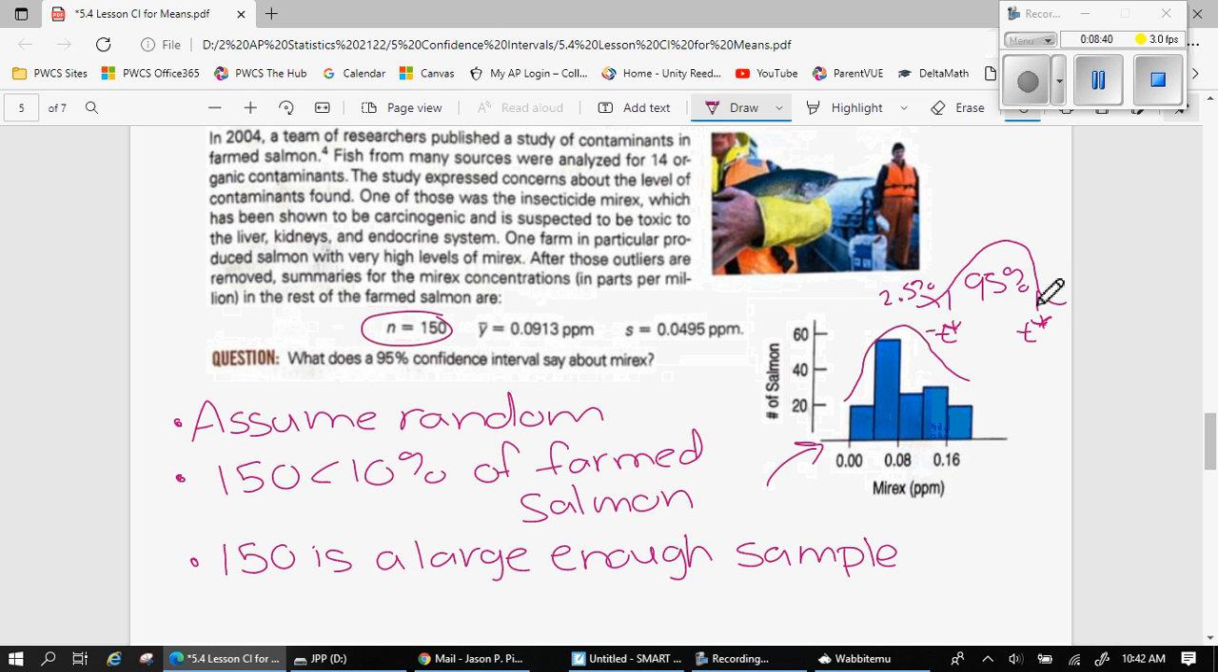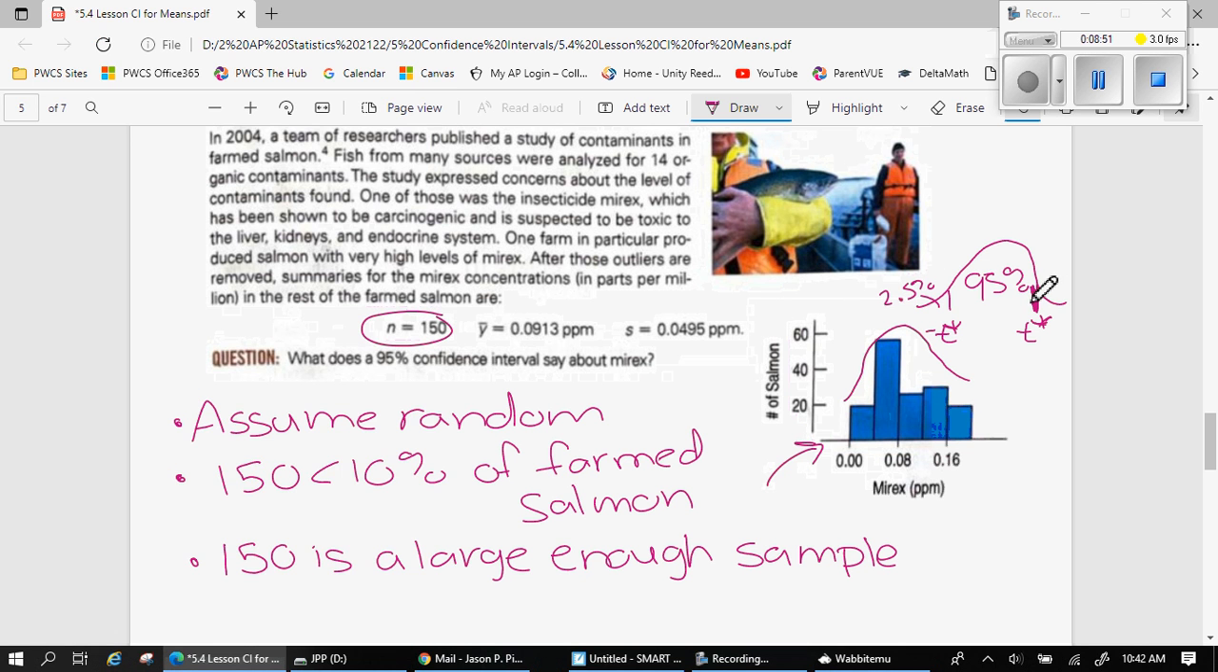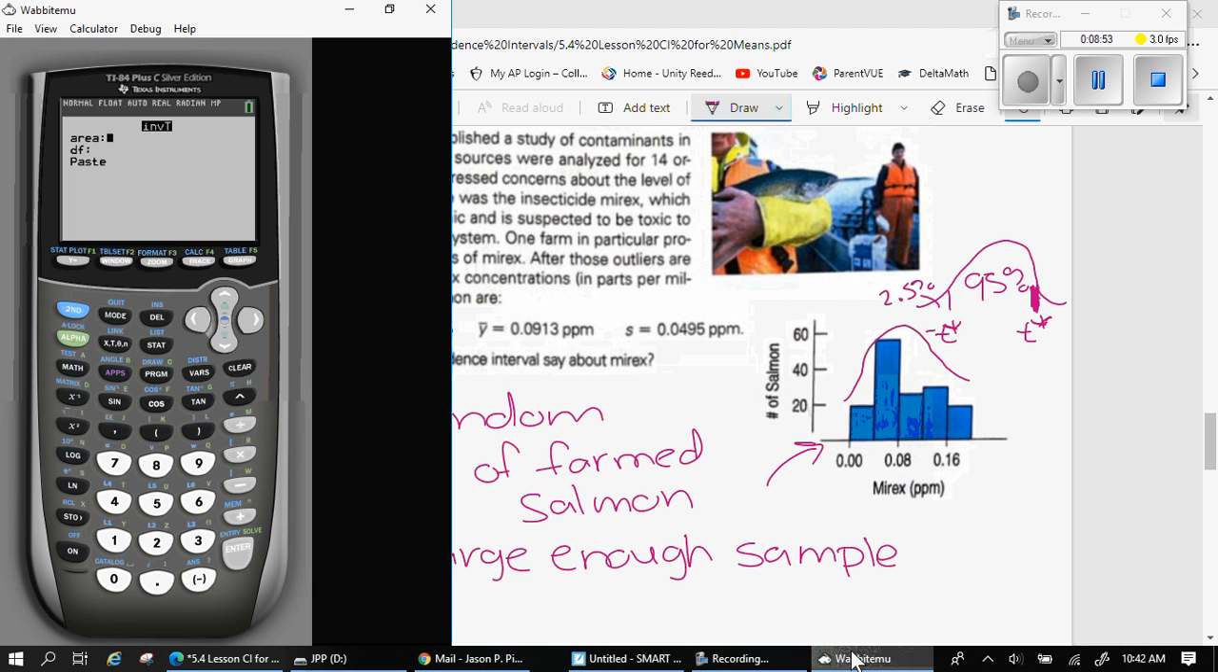So to the left of the t-star we're looking for is 97.5% of our area. There's no option here to click center, so we need to tell it the area to the left of the number we're looking for. So in this case, we need to do 0.975. If you need more clarification on that, please do ask. I know that it can be a little confusing.